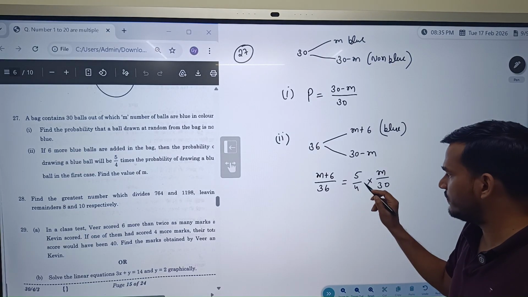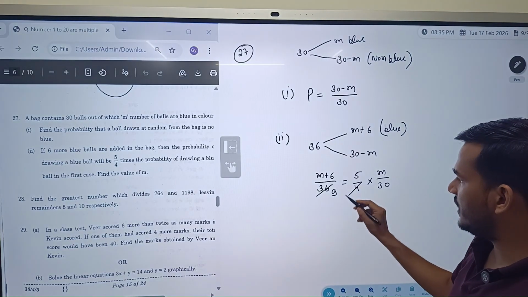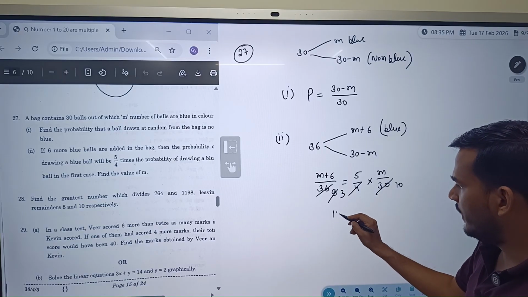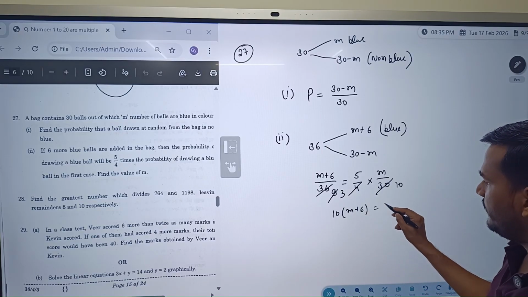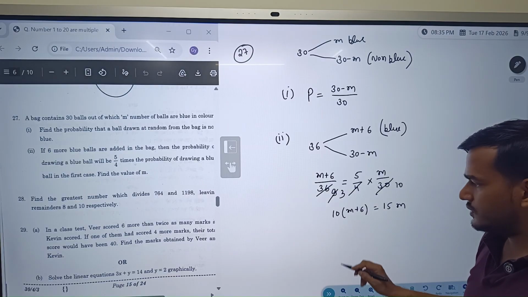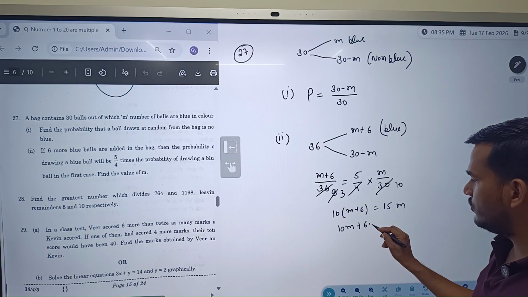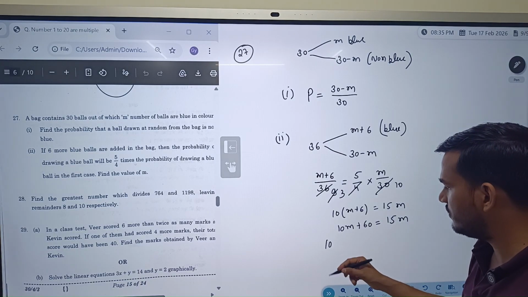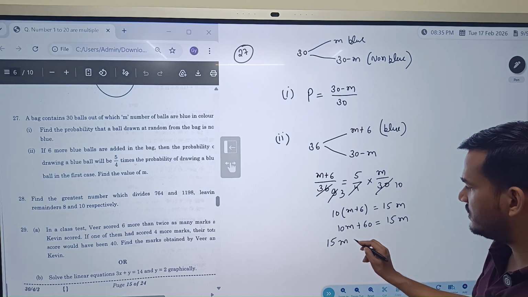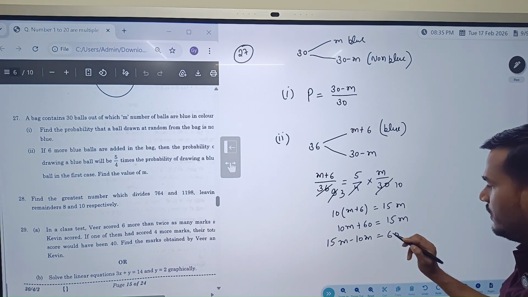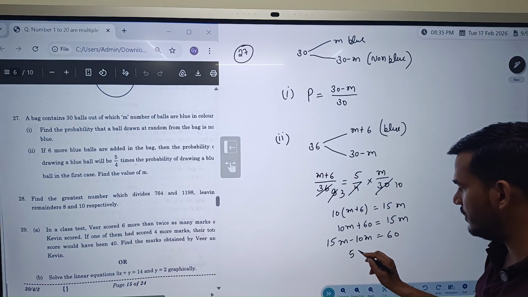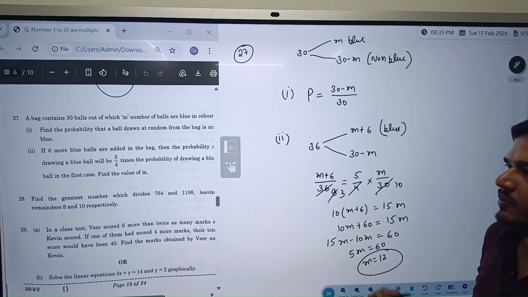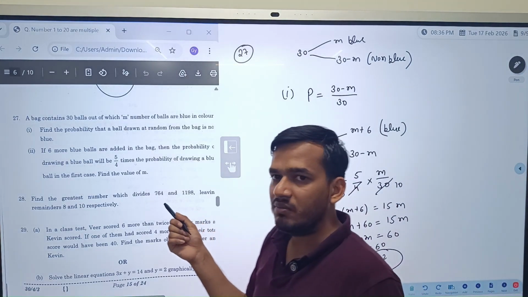Now we simplify this. 4 9s are 36. This can be cancelled with 3. 10 times. Now cross multiply. 10 into m plus 6 is equal to 15m. So 10m plus 60 is equal to 15m. Now take 10m on the other side. So 15m minus 10m is equal to 60. So this will reduce to 5m is equal to 60, or m is equal to 12. So m equal to 12 is the answer for question number 27.